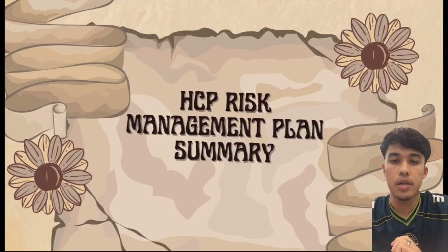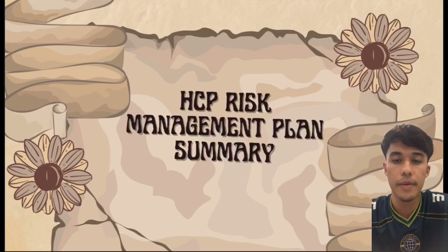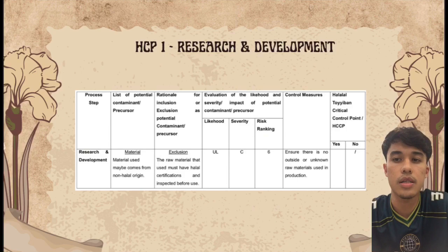So for our company, as I have stated, there are 5 HCPs that have been analyzed and identified in the process flow of our product at Chili Lado Sendirian Berhad. The first HCP, halal control point, that we have determined is the first step, research and development, or R&D. For the R&D that we have analyzed, there are potential contaminants or precursors which come from material.